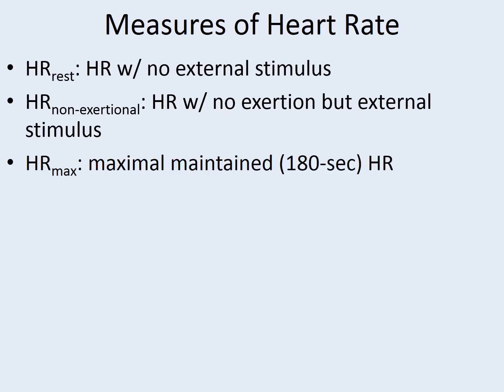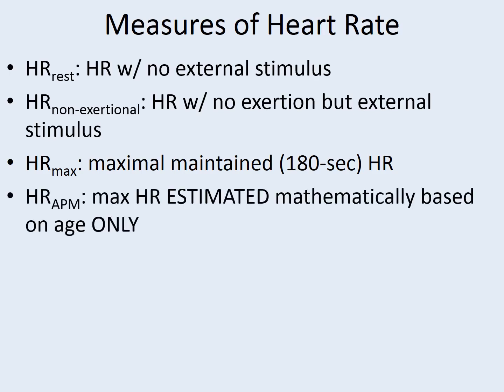HR max is the maximal maintained sustained heart rate for about 180 seconds, or about 3 minutes. Once again, this is a tested heart rate. It's typically done in what's usually referred to as a stress test, or what's usually referred to as a VO2 max test.